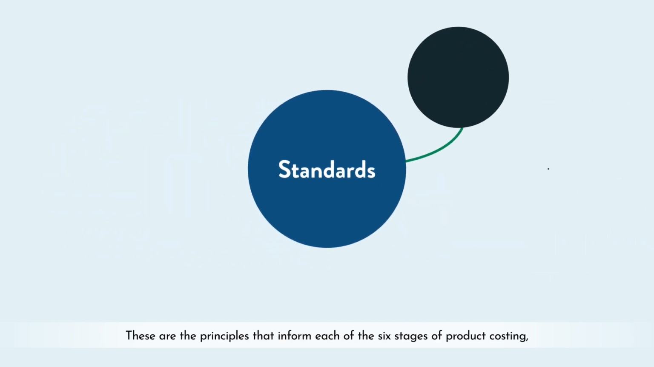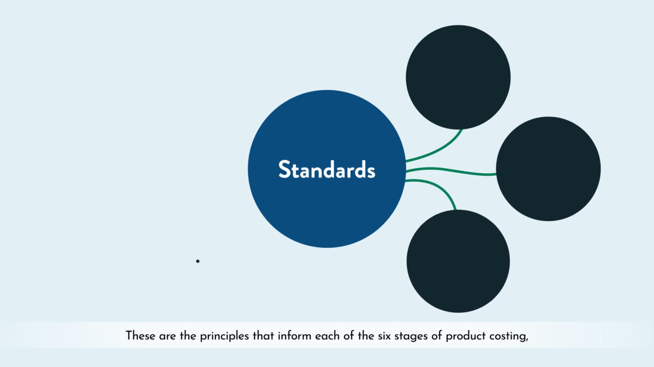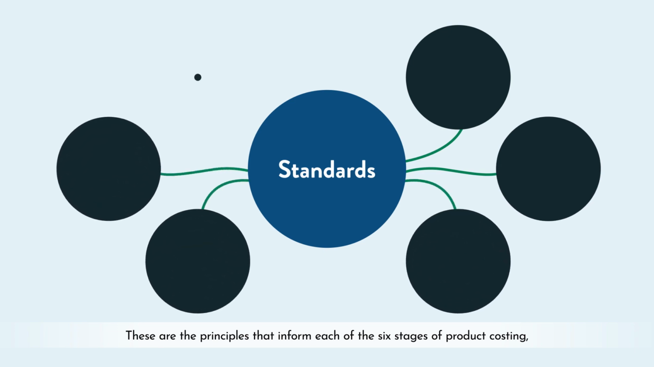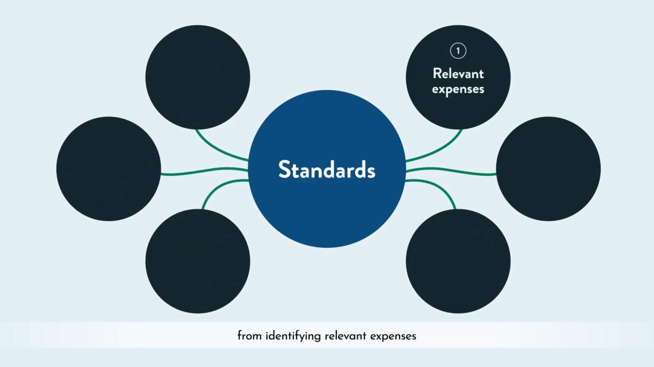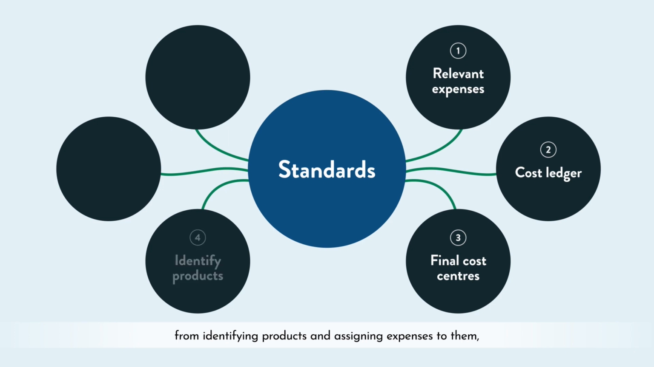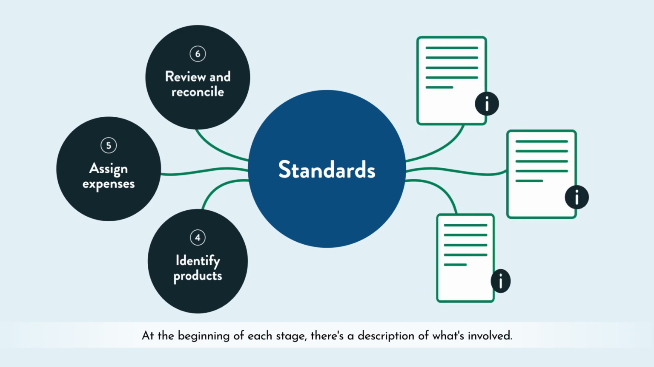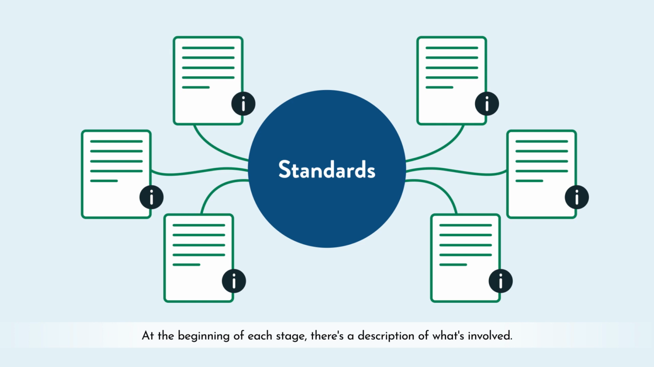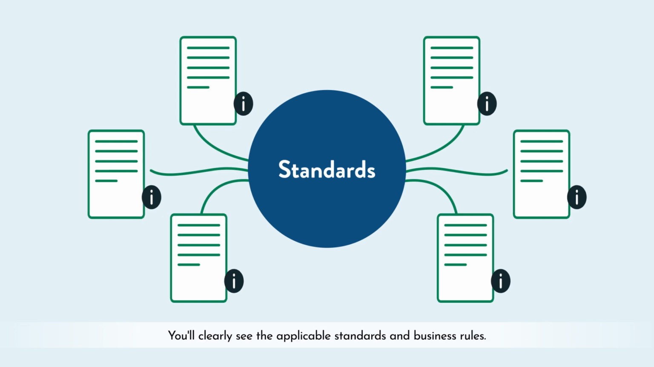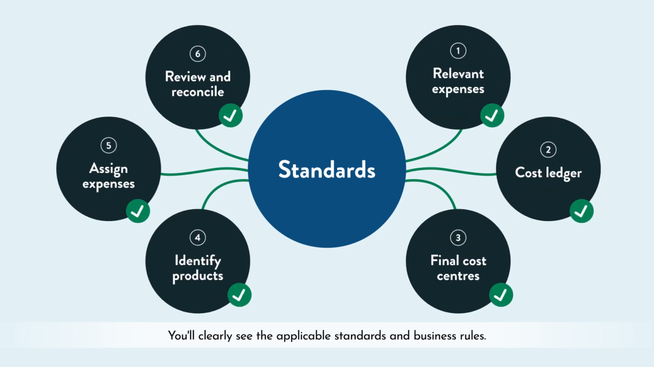These are the principles that inform each of the 6 stages of product costing, from identifying relevant expenses to creating the cost ledger and putting final cost centres together, from identifying products and assigning expenses to them, to reviewing and reconciling. At the beginning of each stage, there's a description of what's involved. You'll clearly see the applicable standards and business rules.